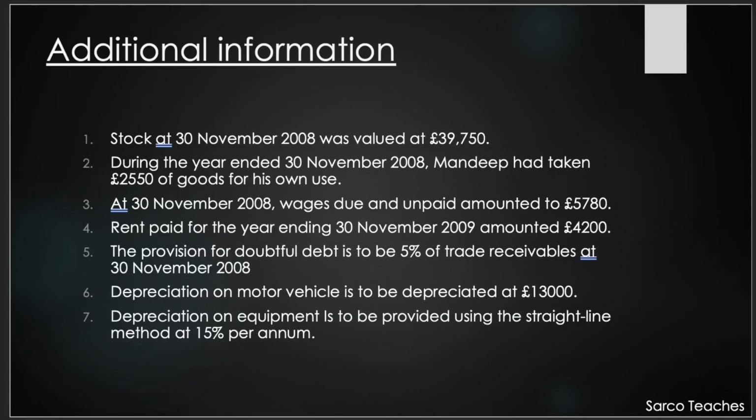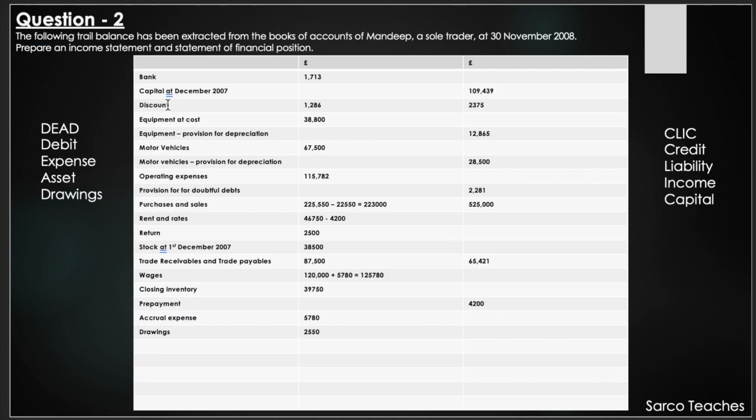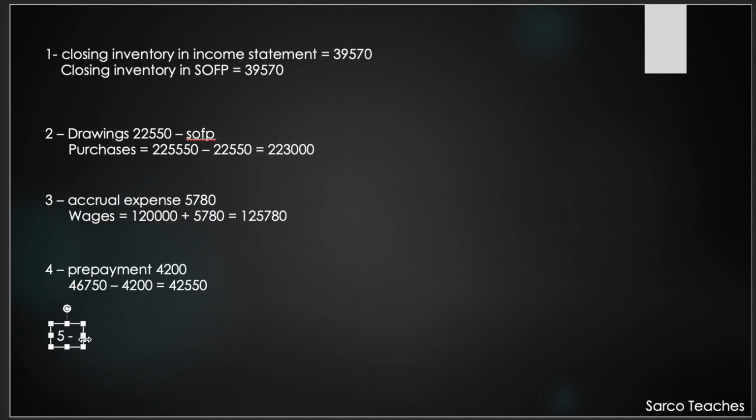Number 5. The provision for doubtful debt is to be 5% of trade receivables at 30th November 2008. When you're reading this, it sounds a bit complicated, but when you actually work it out, it's easy. The first thing we do when you come across this kind of adjustment, we have to go back to our trial balance to see if we already have a provision for doubtful debt. And as you can see, we do. We have 2,281. So we write it down in our working out so we know what our old doubtful debt was.